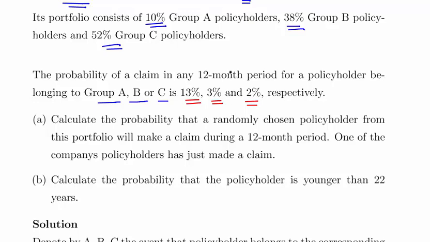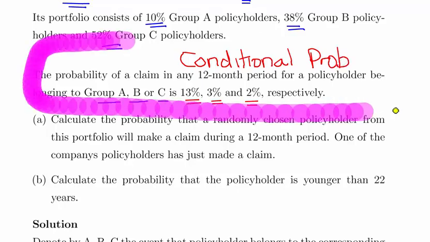So these are conditional probabilities here. Given that they correspond to a certain age group, that is the probability of a claim, or probability of a claim given that they're part of Group A, part of Group B, or part of Group C. So let's just take a moment there to get that clear in your head. This is a key piece of information here.